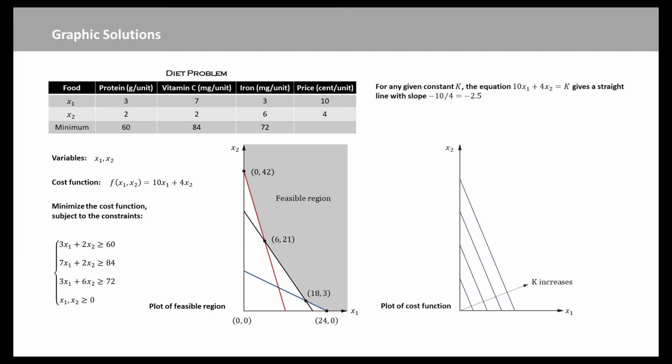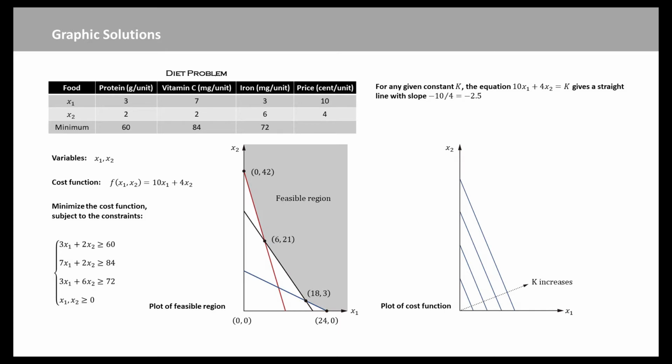Now we consider the cost function. I'm given a constant called capital K. I want to find out the region or the line or the curve in the x1, x2 plane such that the cost function equals this constant K. That means I'm dealing with this equation here. Since the left-hand side is a linear expression, we know that it is a straight line. The slope of the line is negative 2.5.